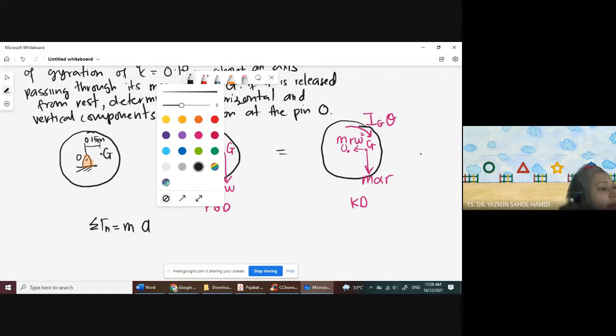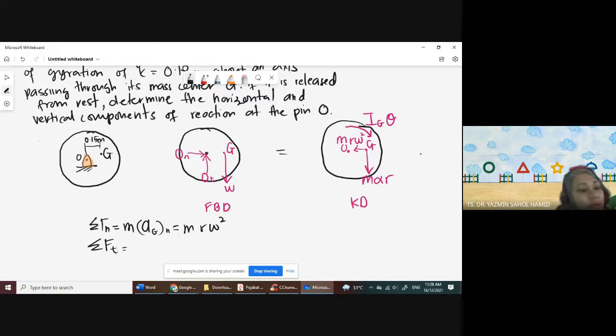Okay, what is it? Terus ma g n, which is also equals to mr omega squared. And then kita ada Ft. Alright, so for this question, this is just an assumption, kita can assume anyway, ma g t equals to apa? mr alpha.